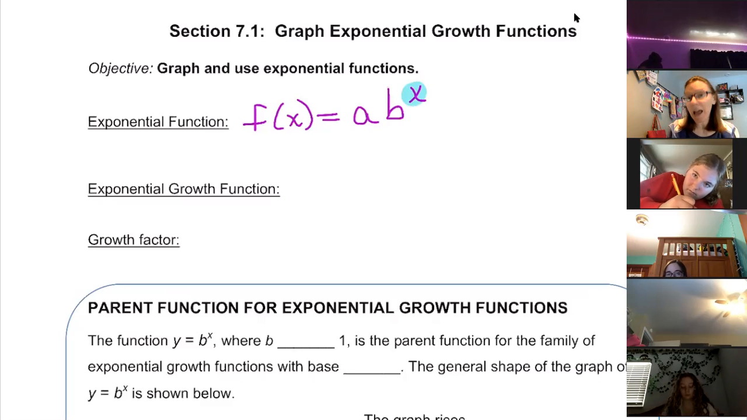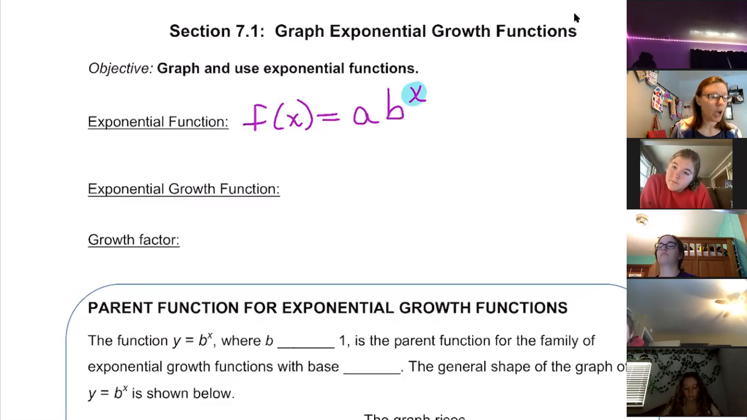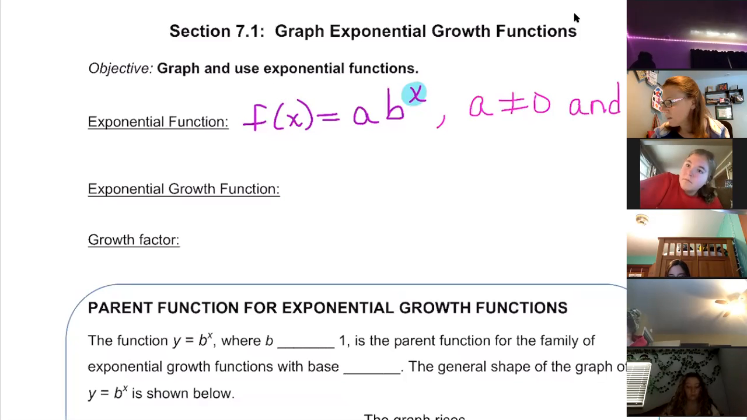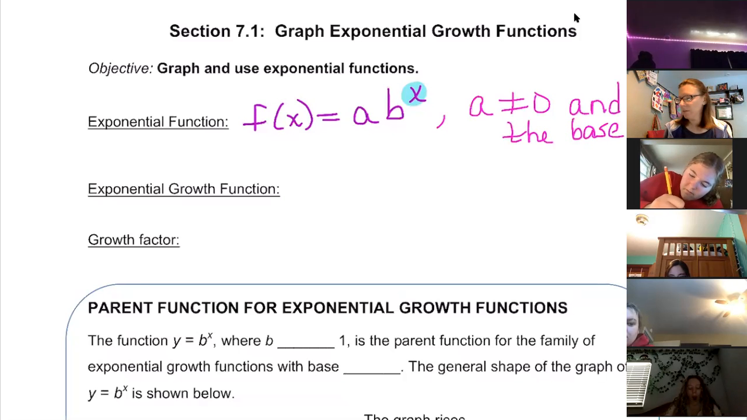So that location of the x, last chapter was underneath a radical. Now that x is an exponent. So wherever the x is located or what's being done to x changes the type of function that we are talking about. So a in this case, just a couple of things. a cannot be equal to 0 because if it was 0, then I would just have a line. And b is called the base. So that's the form of an exponential function.